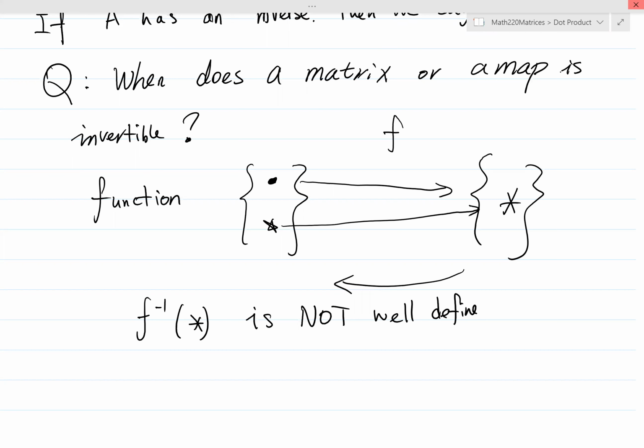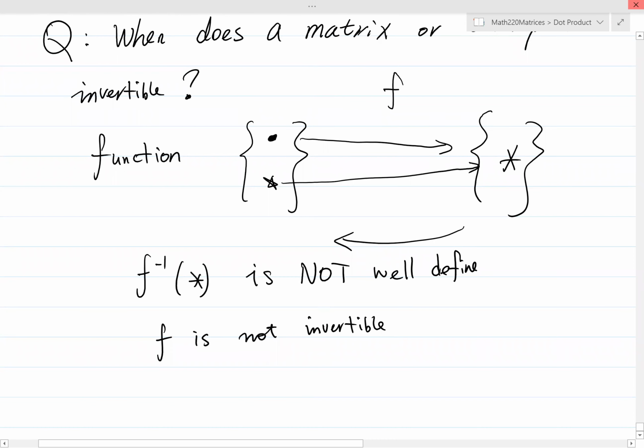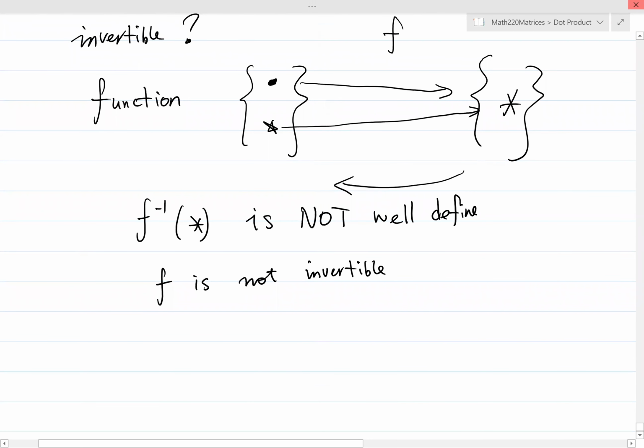So in this case, we have multiple objects mapped to one object under the map F. So F is not invertible. The reason is that multiple objects are mapped to the same target. In some sense, the two objects are squeezed to one object. We have some collapse, the image collapsed. Two objects become one object, so we can no longer do the inverse.